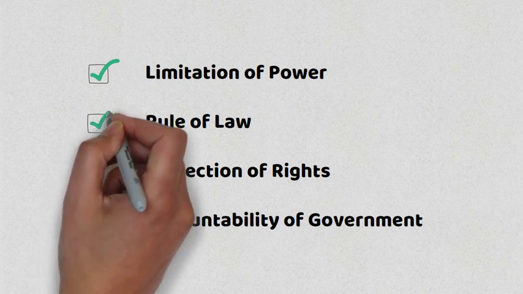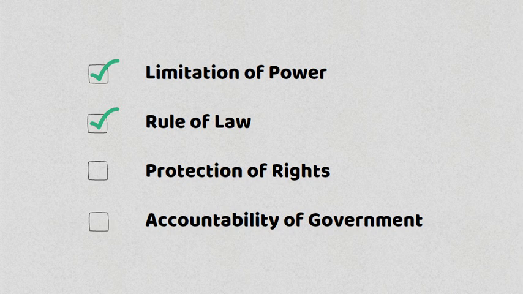Second, rule of law, everyone, including the government, is subject to the law, everyone is equal before the law. Third, protection of rights, safeguarding individual freedoms. Fourth, accountability, leaders are accountable to the people. But why is it important?